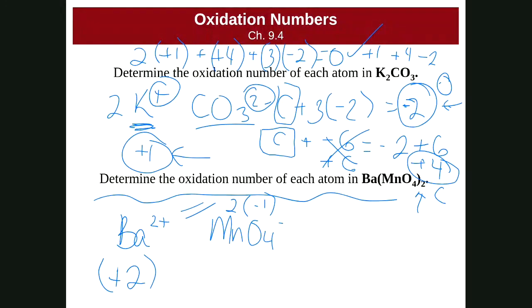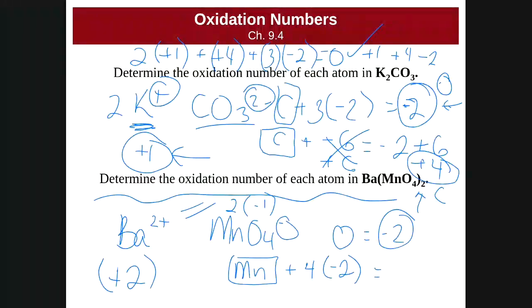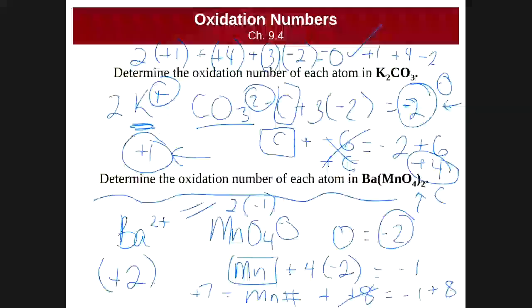Anyway, this is not a peroxide. So oxygen, again, is -2. And we're going to see what manganese is. So I'm going to put manganese in a box this time. Manganese plus 4 times -2 is going to add up to our charge of -1. Okay, so manganese, whatever its oxidation state is, plus -8 is going to equal -1. So then if we add 8 to both sides, we see that manganese's oxidation state is a whopping +7.